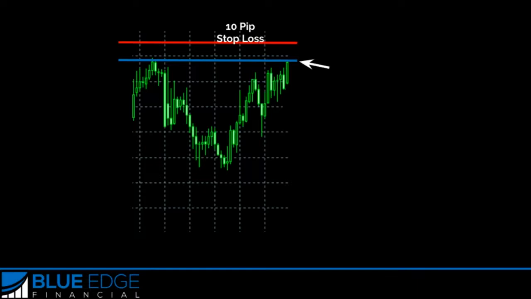Do you see how we first decided on the lot size of 0.1 and then that determined how far the stop loss would be? So don't do this. This is what I mean by trading based on how much you're willing to lose and not your trading system rules. A 10 pip stop loss is pretty tight for the Euro USD pair since that pair moves over 100 pips a day. So let's see what happened next.